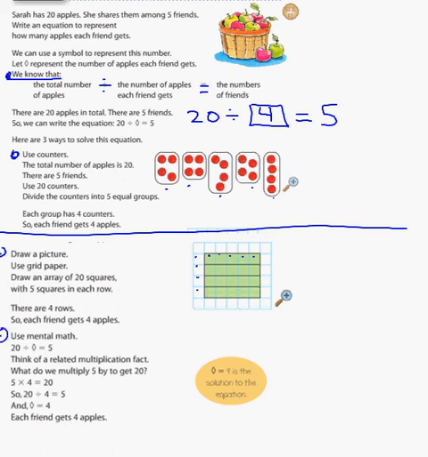Okay. We could use mental math. Mental math, 20 divided by something equals 5. So we can go in reverse. Remember, we can always take our dividing equation and go in reverse and think 5 times something equals 20. You can always go in reverse, right? So 5 times 4 equals 20, so 4 is that missing number. So each friend is going to get 4 apples.